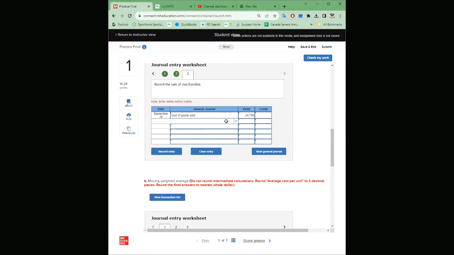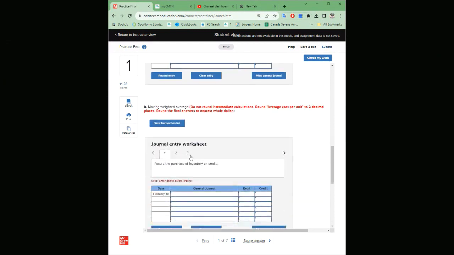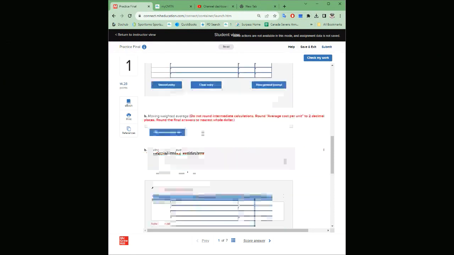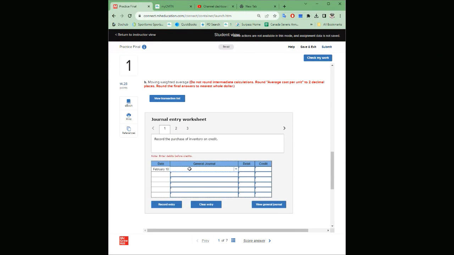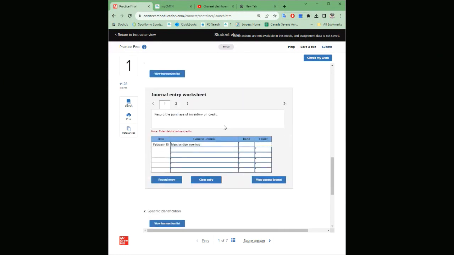So for all three of these, it should be the exact same for the purchases. So merchandise and accounts payable, 25,200. Accounts payable, 25,200. Let's check our work. So they're going to be the exact same.